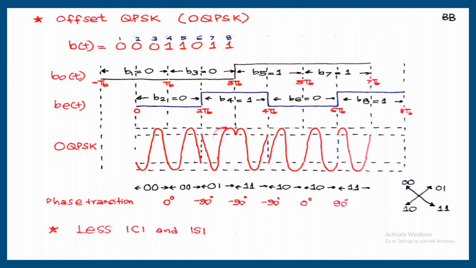So if you count the number of transitions, it is actually more here. There the number of transitions are less, occurring only at every 2 TB second. Here transition can occur at every TB second. But here we never get a 180 degree transition, only plus or minus 90 degree transition. That also will generate high frequencies, but compared to 180 it is less.